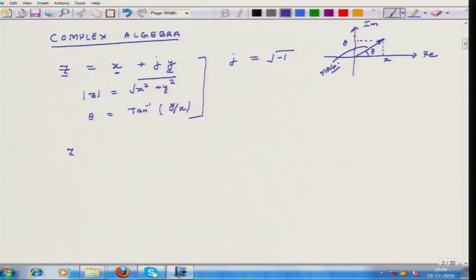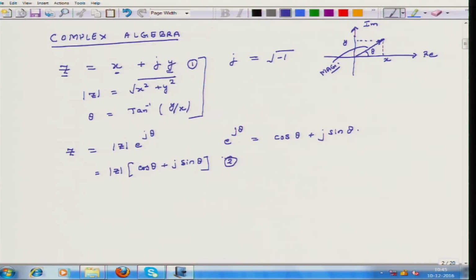So, in polar coordinates z equals its modulus z times e to the power of j theta, okay, where e to the power of j theta using that Euler's relation is what? Is cosine theta plus j sin theta. So, this is equal to modulus of z times cosine theta plus j sin theta. So, let us call this equation 1, let us call this equation 2, and if we compare equations 1 and 2, then x equals modulus of z times cosine theta and y equals modulus of z times sin theta. So, that is the overall framework.